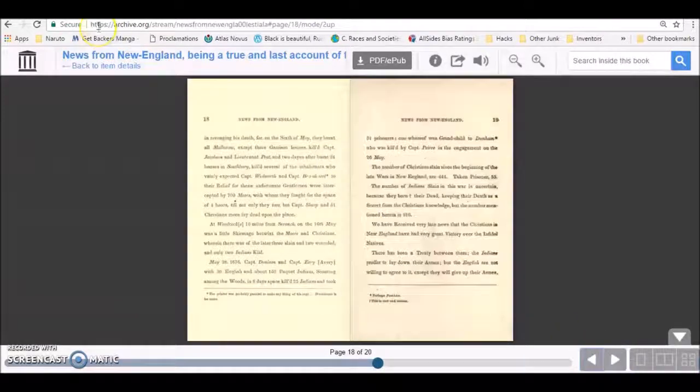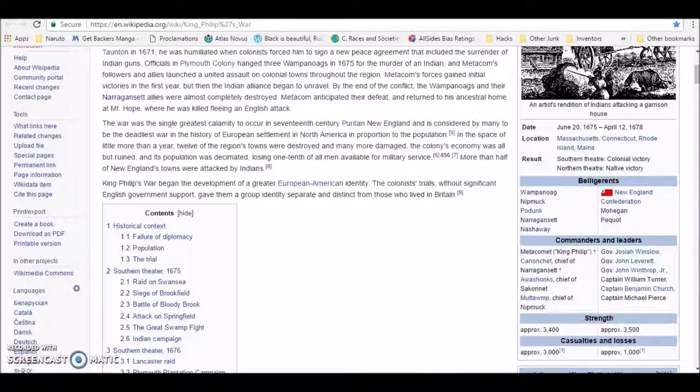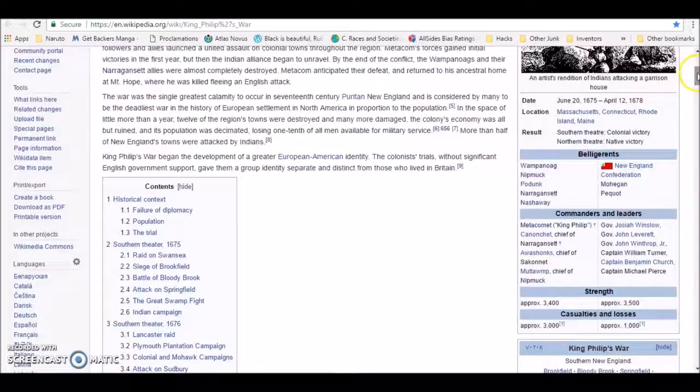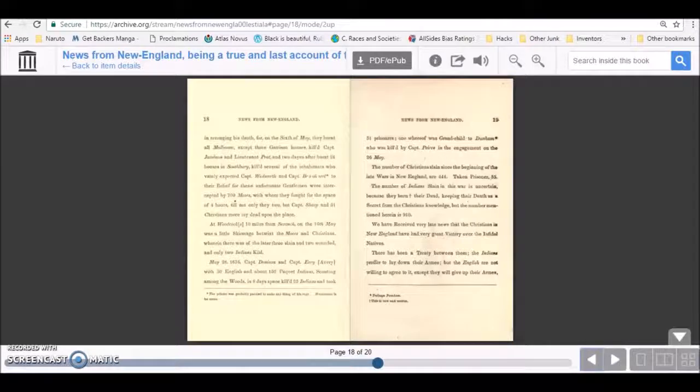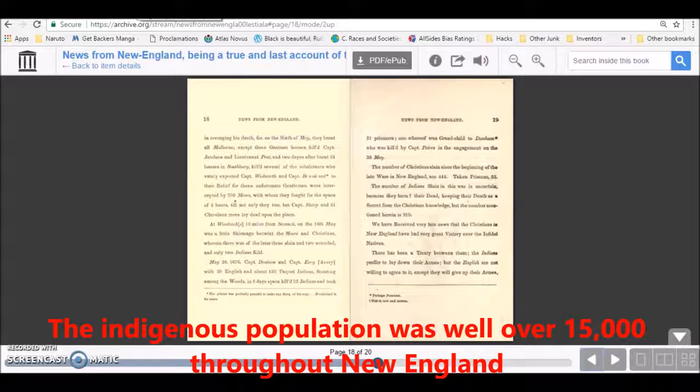Alright. Now, I was reading on Wikipedia, and I noticed that they're pretty much boosting up the numbers of people that were slain in the war. Like when it came to the Indians, and when it came to the amount of people that died on the English side as well. But I noticed that right here they had 3,000, and right here they had 3,400. Remember this book right here, published in 1676, and they listed what, 4,000 people, 4,000 warriors.